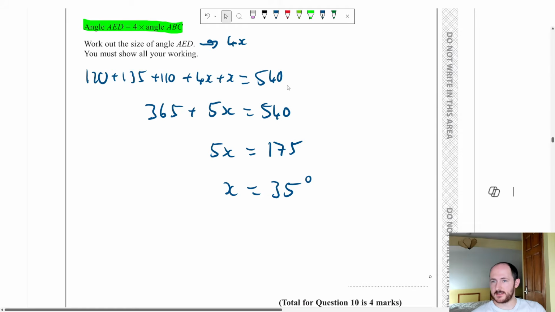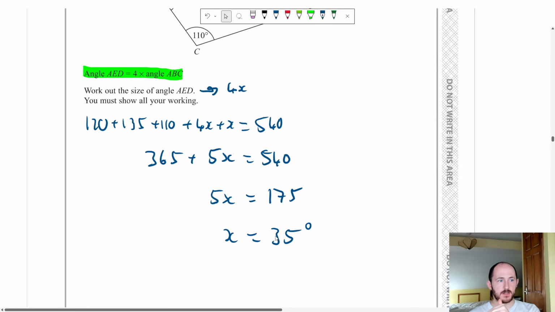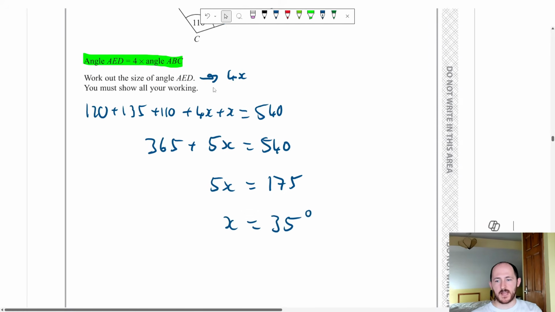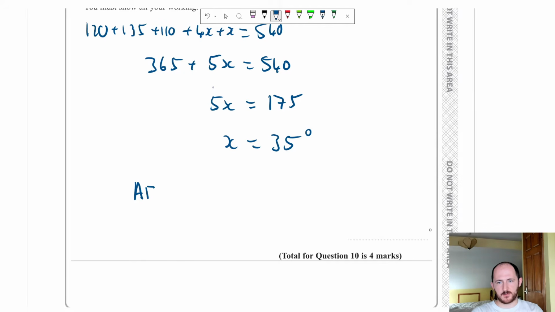Again, some people stop there. But that's not what they asked, right? When you finish a question, whenever you think you're finished with the question, read the question again. What are they asking for? With the probability equations I was talking about earlier, they sometimes ask for the number of blue counters, and people work out x, but they said x was the number of red counters, so they don't get the marks. So AED is 4x, and this is literally my last line to make sure the examiner knows exactly what I'm doing. So if I double it, I get 70, double it again, I get 140 degrees. Finished. 4 marks, not too bad.